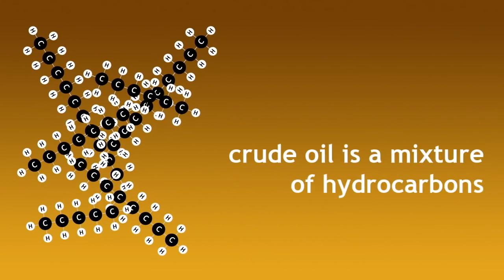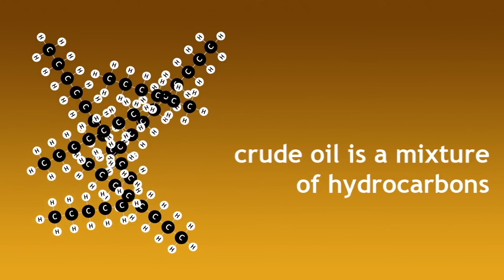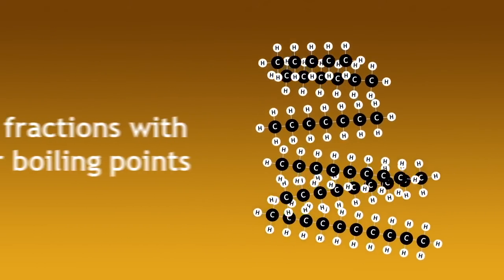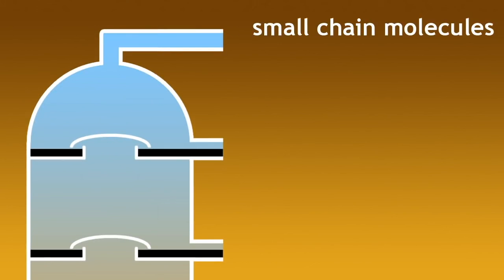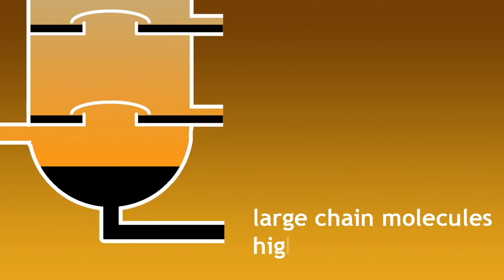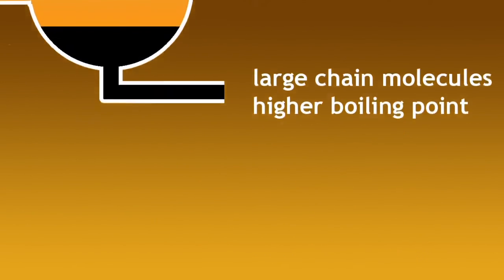Crude oil is a mixture of important hydrocarbons, and fractional distillation is the method used to separate crude oil into useful fractions with similar boiling points. We should understand that small chain molecules are collected at the top of the column since they have lower boiling points, and large chain molecules further down the column, as these have higher boiling points.